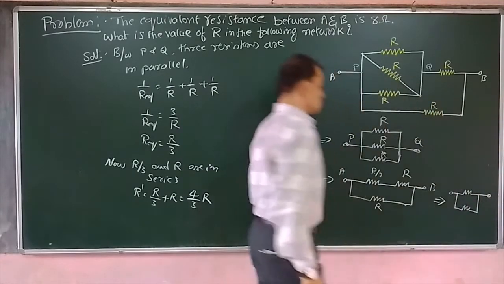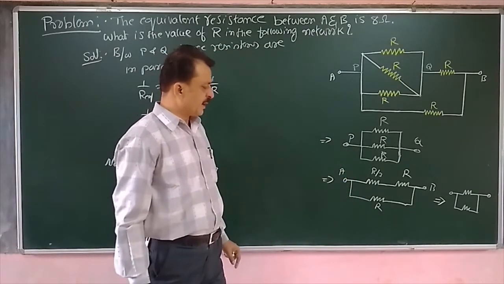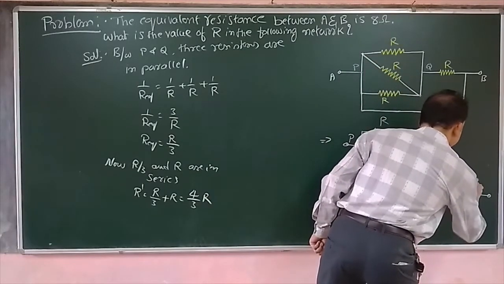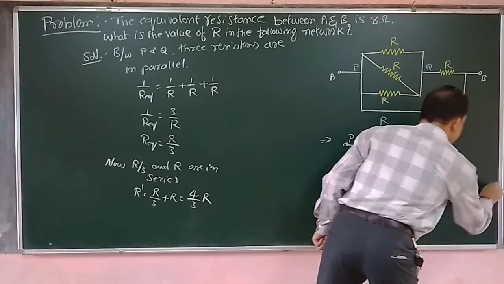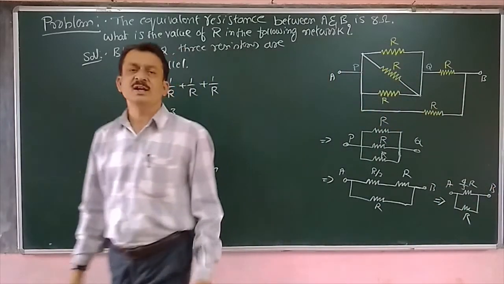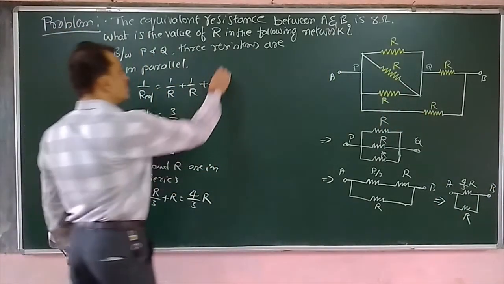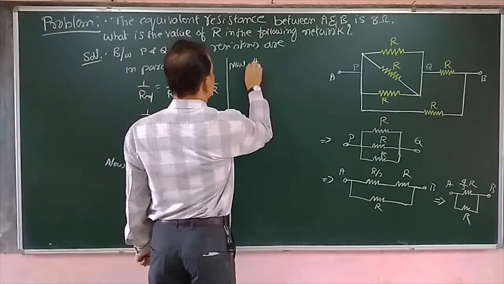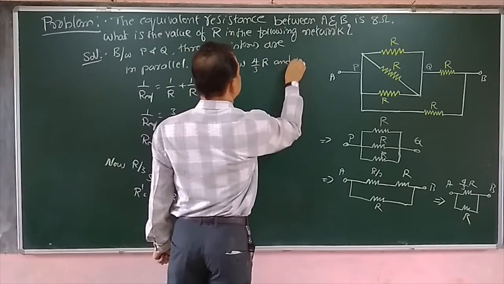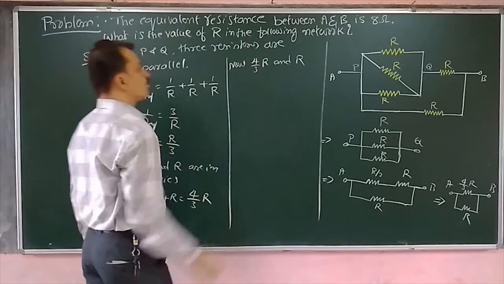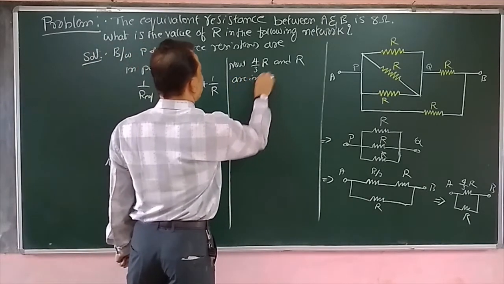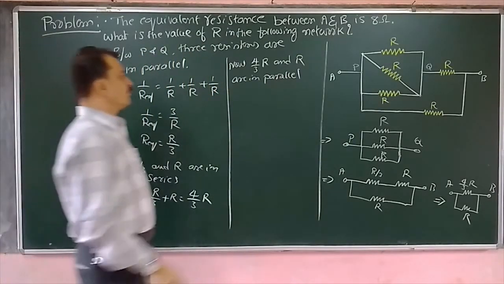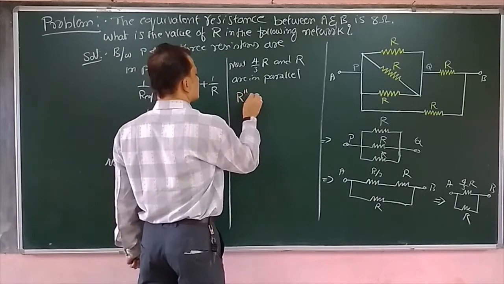Now the circuit reduces to the simplified manner. So R by 3 plus R are in series. Therefore their equivalent is 4 by 3 R, and here R. Now these two resistors are in parallel. They are in parallel combination. Now 4 by 3 R and R are in parallel. Therefore their equivalent is R double dash.